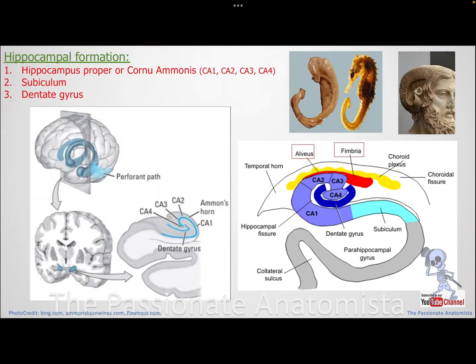Next to that we have the hippocampal formation. What do we mean by hippocampal formation? Hippocampus, you guys, is a word in Latin that means the horse, because it looks like the seahorse. Hippocampus looks like the seahorse. This is what we mean by hippocampus.